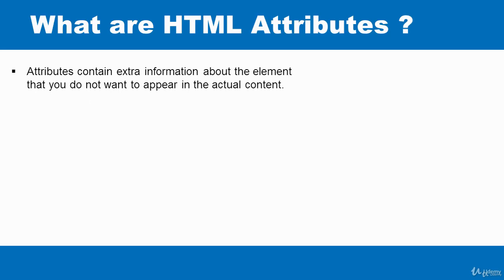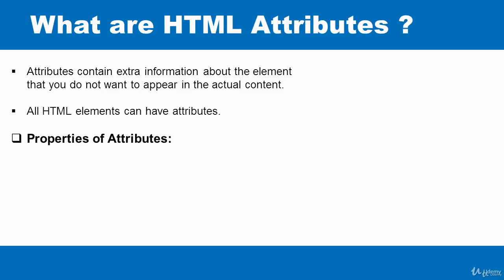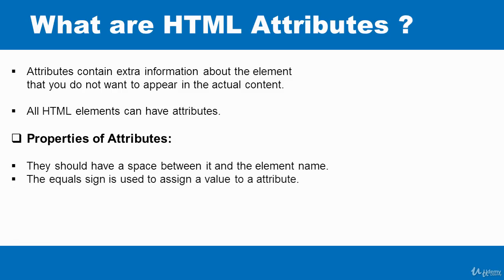All HTML elements can have attributes. There are some properties that all attributes should have. They should have a space between it and the element name. The equals sign is used to assign a value to an attribute. The value of the attributes are enclosed in quotes.